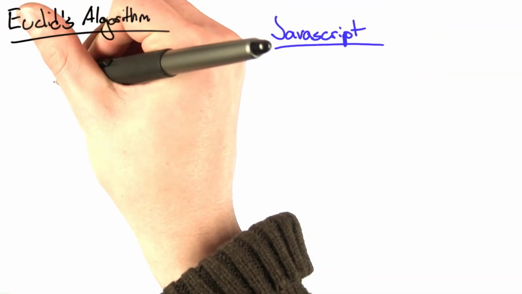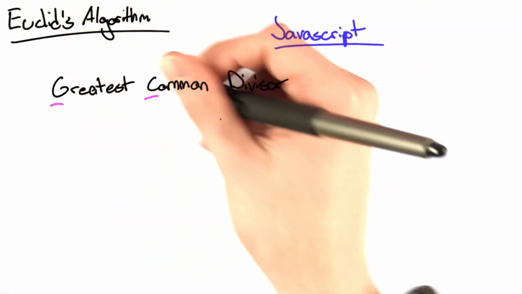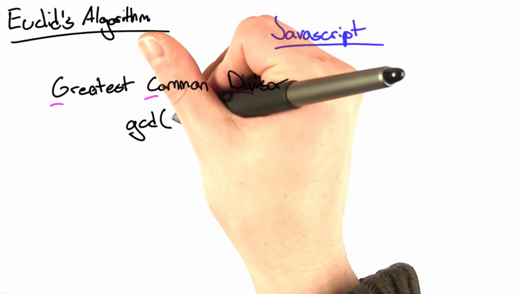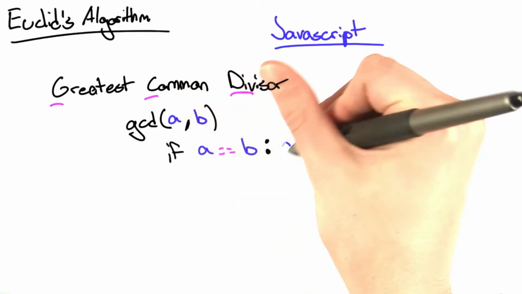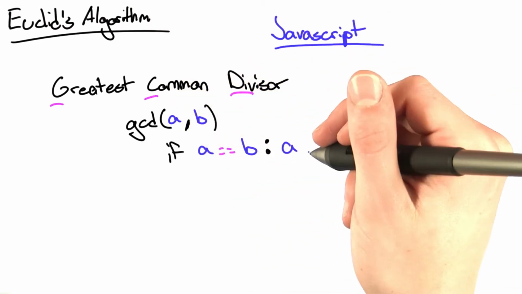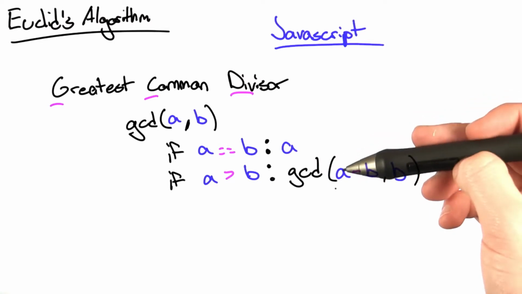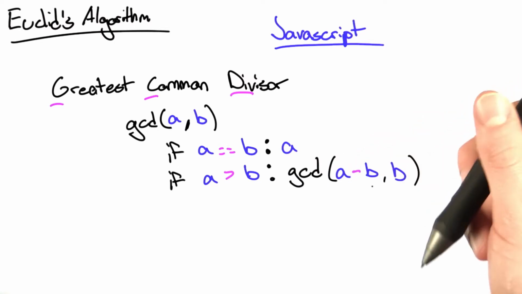It computes the GCD, or the greatest common divisor. So let's call our function GCD. It takes two inputs that are integers, a and b. If a equals b, we're going to return a. If a is greater than b, we're going to calculate the GCD of a minus b and b.